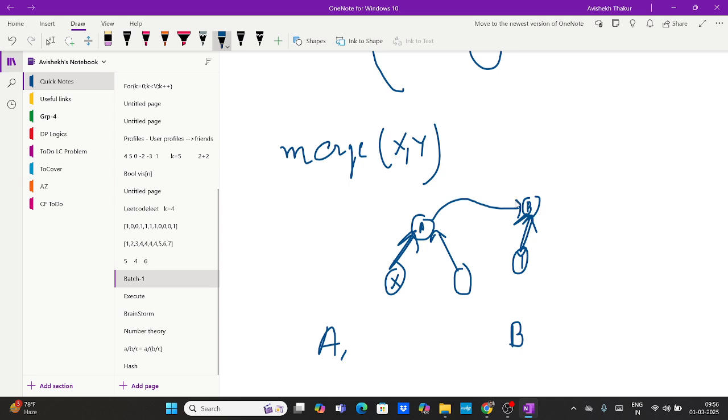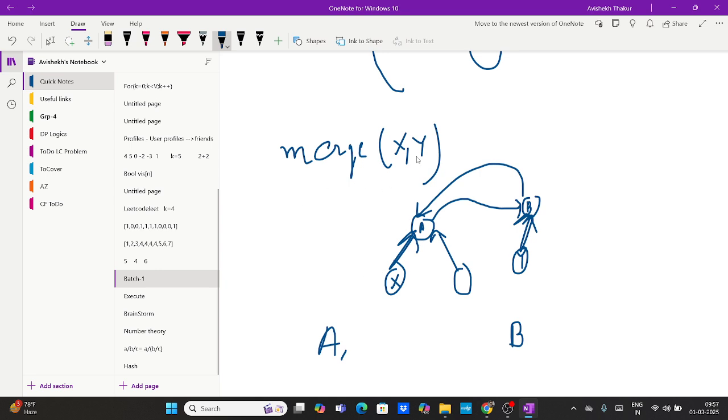A to Y. No, sorry. It's always connecting the root nodes. Okay, B to A, exactly. So either it can be connecting A to B or B to A, right? So these are the only possible options. Okay, and we will see which one is better to go ahead with.